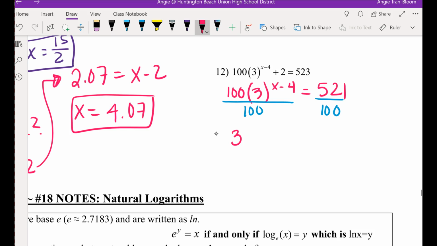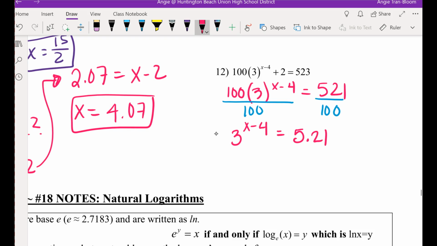Okay, 3 to the what power? 3 to the x minus 4 power equals. Now, in this case, normally I don't want you guys to round until the very end, but 521 divided by 100 is a perfect decimal. So what is that decimal? 5.21.